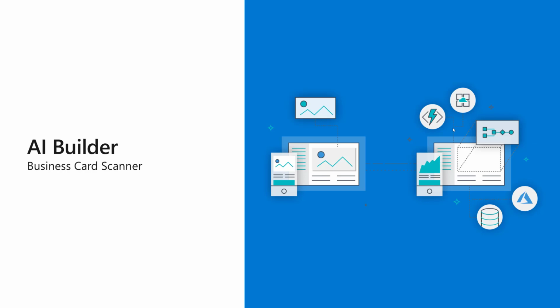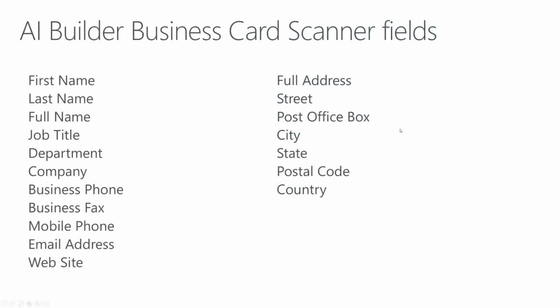The list on the next slide shows the fields that can be retrieved from the Business Card Reader component. This includes first, last, and full name, job title and department, company, business phone, business fax, mobile phone, email address and website, as well as the address fields: full address, street, P.O. box, city, state, postal code, and country.